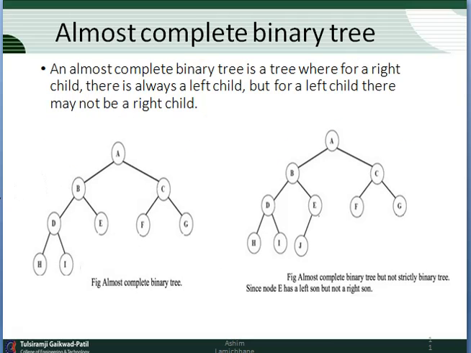Next is the almost complete binary tree, which is a tree where for a right child there is always a left child. For a right child there is always a left child, but for a left child there may not be a right child. We have to start initially from left to right always. So first of all we have to satisfy the left child and then the right child accordingly. Such a description of a tree is called an almost complete binary tree.